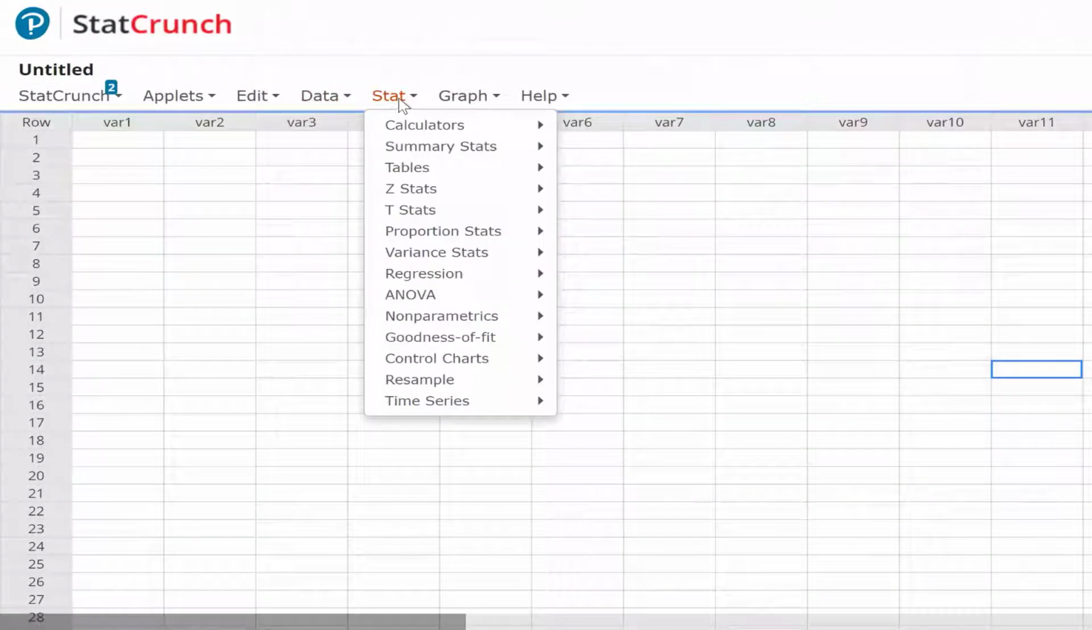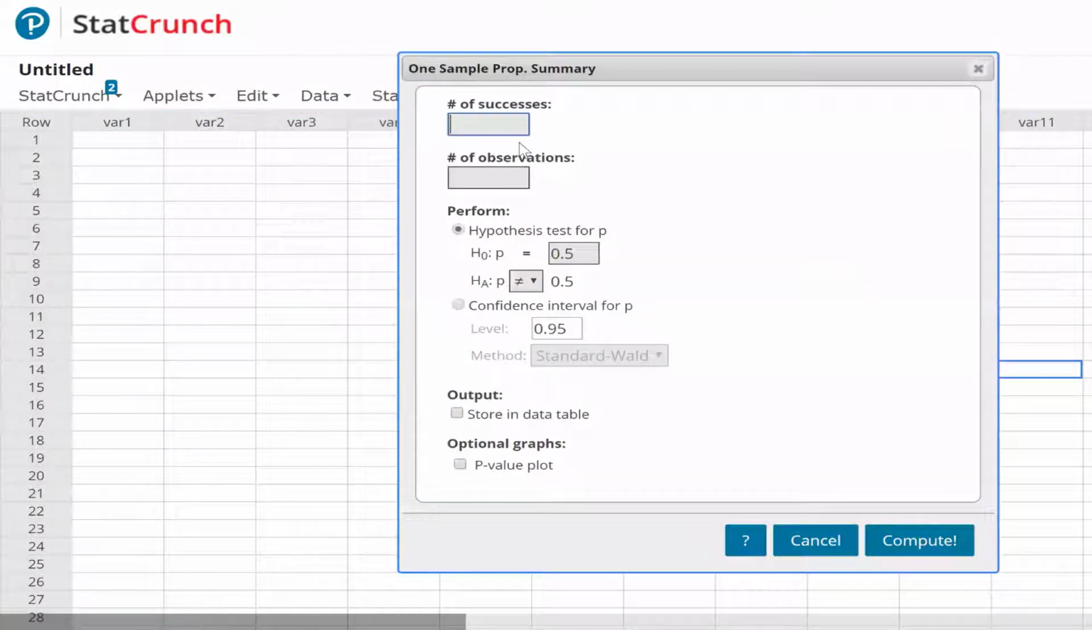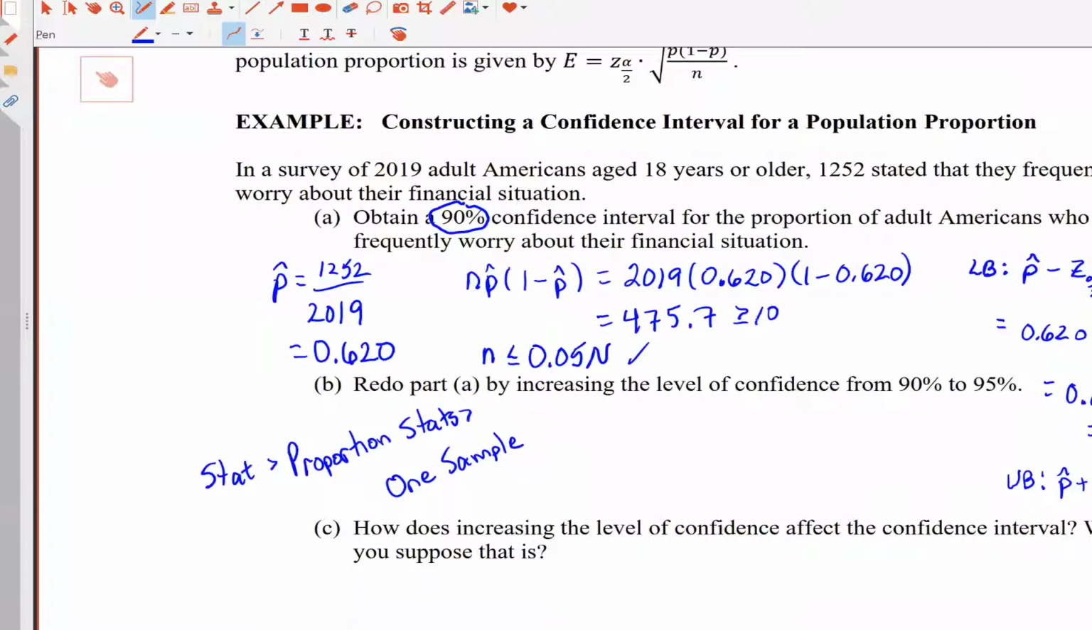So it's Stat, Proportion Stats, One Sample, and we have summarized data. Most of the problems that you work with are going to be summarized data. Raw data would be like we did with the tornadoes where we had a bunch of yeses and nos. So we have summarized data, and it says, how many successes did you have? Here, a success is finding an individual who frequently worries about their financial situation. That's 1,252.